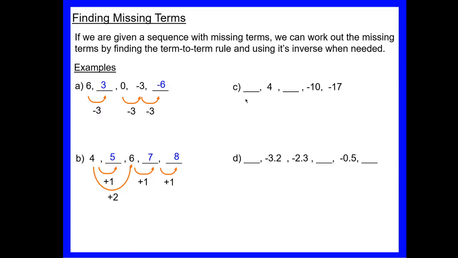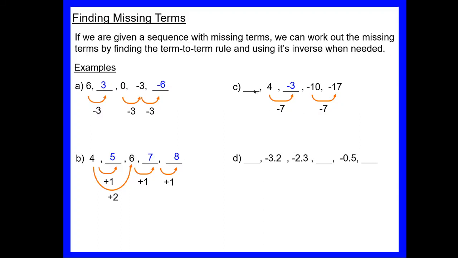For C then, we've got nothing at the beginning this time. 4, something, minus 10, minus 17. So we have got 2 together we can use. To get from minus 10 to minus 17, we would have to take away 7. So we know the rule going from left to right is take away 7. So we can now go back to the 4 and we can take away 7. And that gives us minus 3. And again, we can check: minus 3 minus 7 is minus 10.